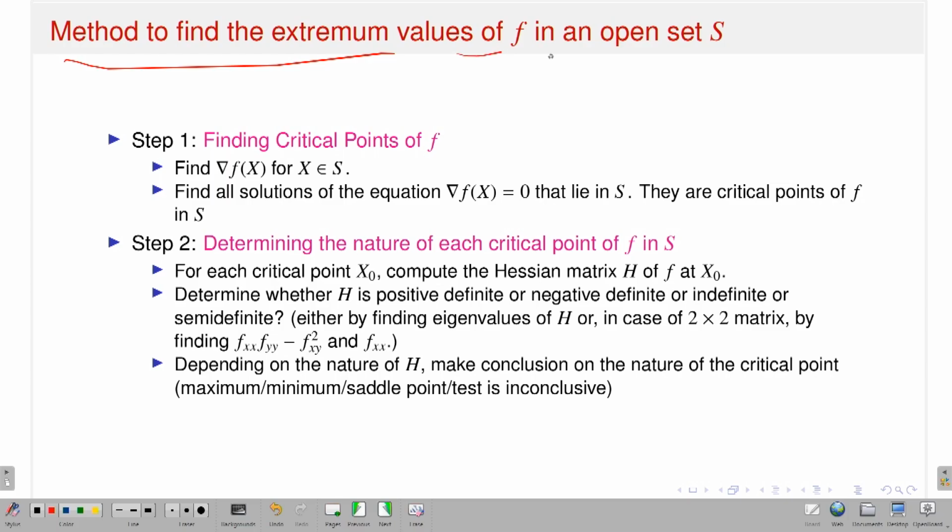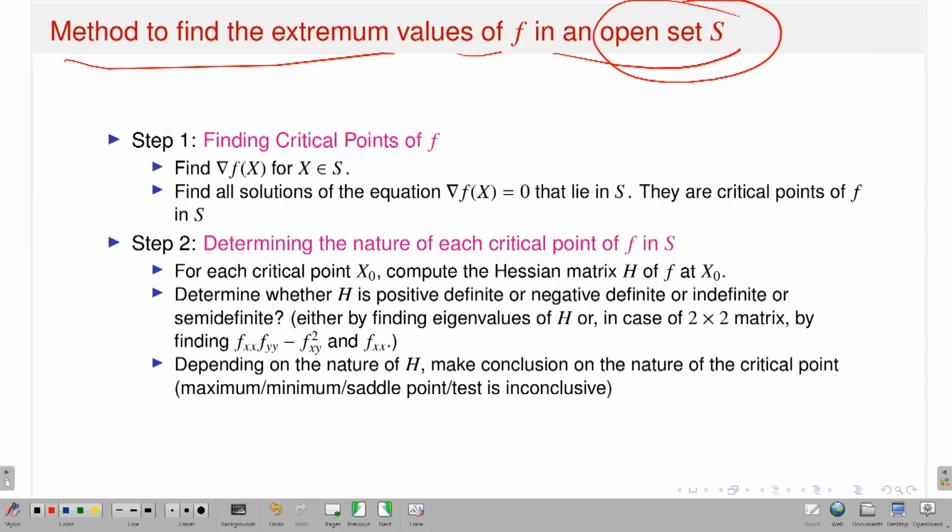I'll talk about a few examples, then you will see how to conclude, given a function, if I ask you to find the existence of local maxima, local minima, or local extremum at some point, how to proceed. So, that's exactly what I have written: the method to find extremum values of f in an open set. This is very important, open set. That means if I have a function f defined from some open set S to R, what method should I follow? If I go in this way, then I can talk about the existence of local maxima, local minima, or saddle point, whatever it is.